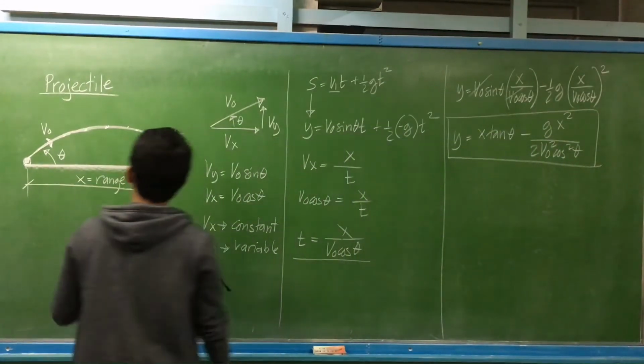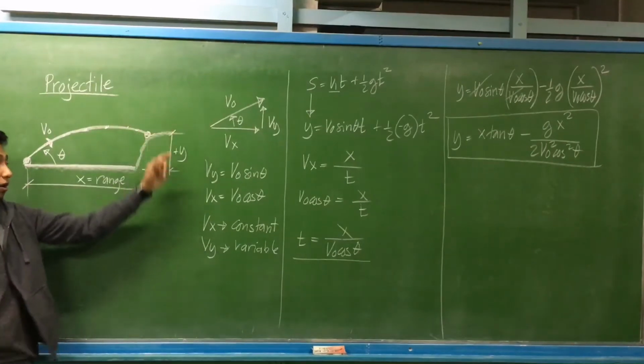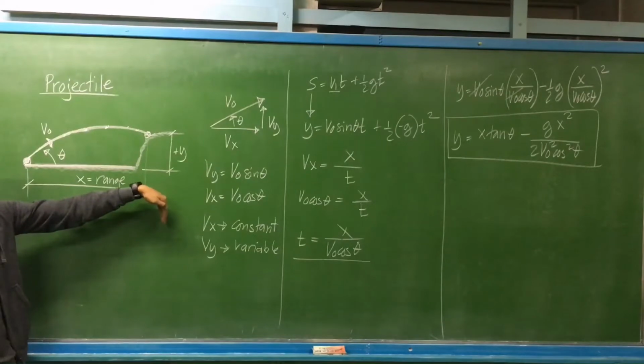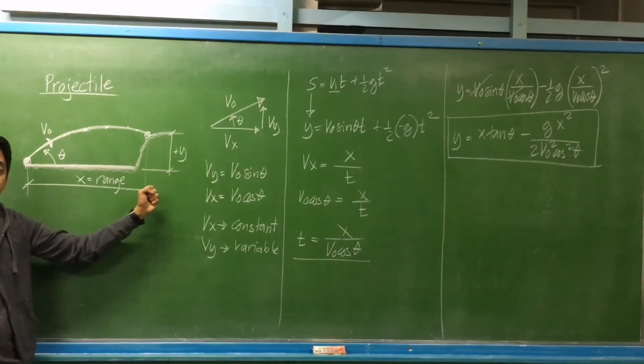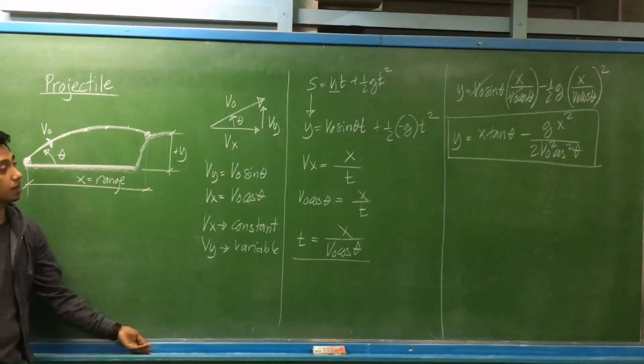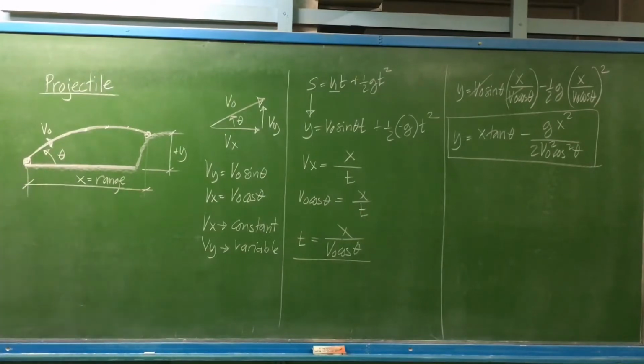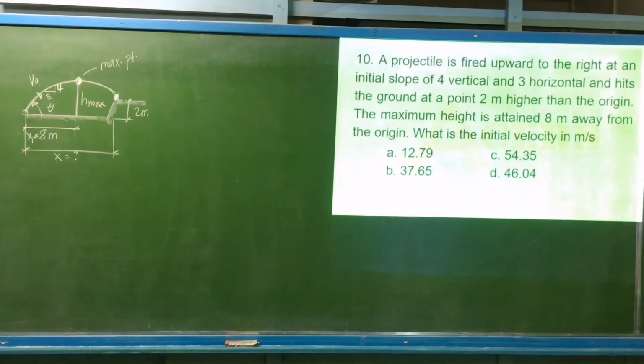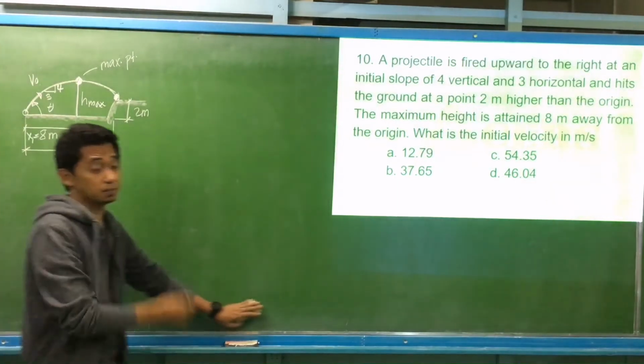For the cases where the projectile will fall on a higher elevation, that will be positive y. If it is on a lower elevation, that will be negative y. So let's have an example for this case of projectile.